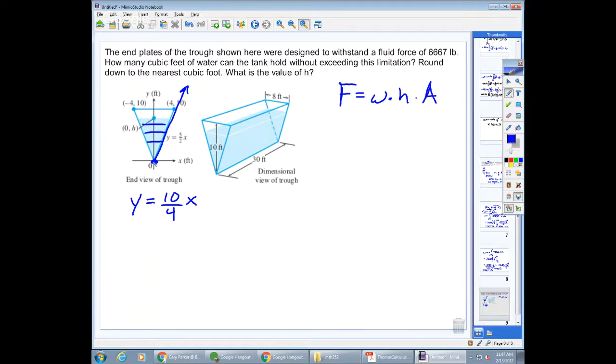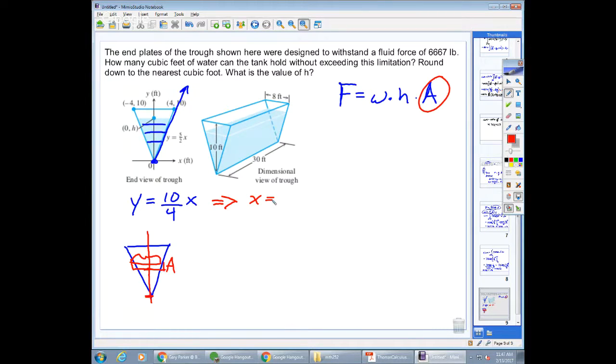We need to know, for a triangle like this, a cross-sectional rectangle. So that's going to be what we're calling A up here as we set this up. We just calculated the distance from here to there. What I want is the distance all the way across that right there. So I need to rewrite this equation as x equals.